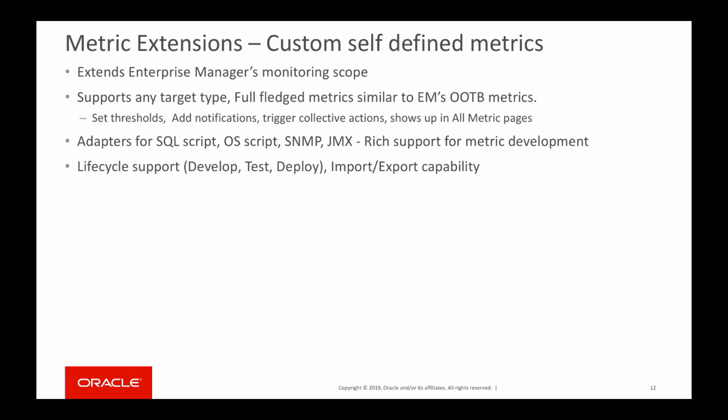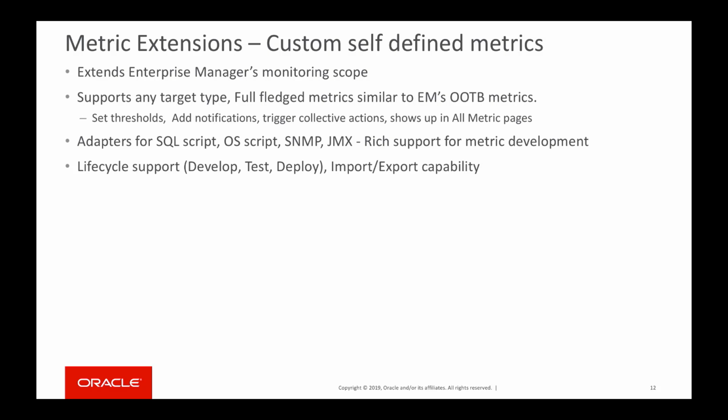Metric extensions are full-fledged metrics, similar to EM's out-of-the-box metrics. They are handled in the same way as the metrics provided by EM, which means you can set thresholds, alert notifications, and corrective actions, just like the other metrics. It shows up in the all metrics page in Enterprise Manager, so you can see the historical graphs or reports for them just the same way you do for the other out-of-the-box metrics.